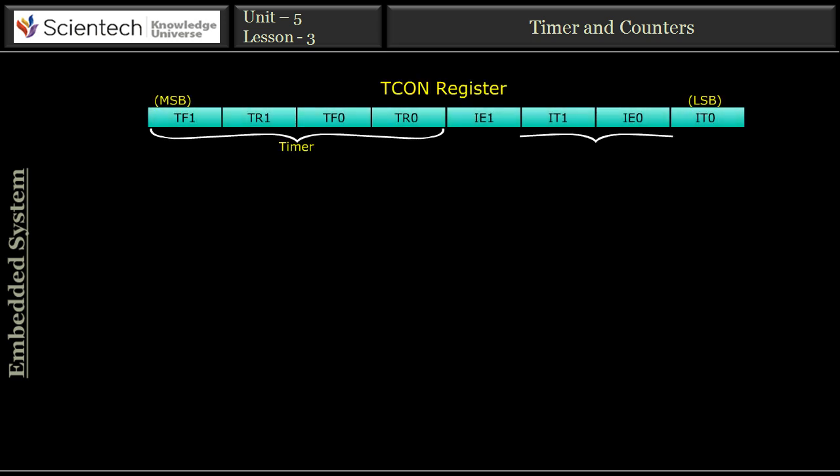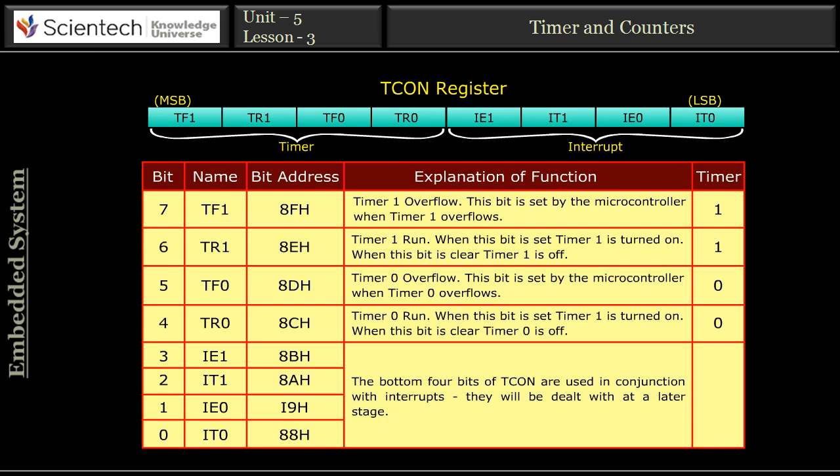Next is TCON register. The figure shows the structure of the timer control register. The timers are started by using instructions to set timer start bits TR0 and TR1, which are called timer run control bits. They can be cleared by clearing these bits. When a timer counts to its maximum value, it sets a flag TF0 or TF1.